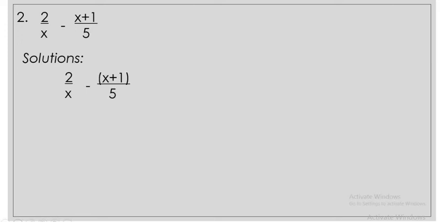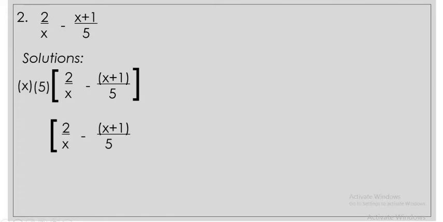So we have another example, 2 over x minus x plus 1 over 5. So these are the solutions. We have 2 over x minus quantity x plus 1 over 5. Now if you notice, I put quantity in x plus 1, or open and close parenthesis. Don't forget to put brackets on both sides. Then look at the denominators. We have x and 5. Multiply them, we have 5x. Then 5x will be multiplied by the numerator 2, and it will become 10x over x, sorry.